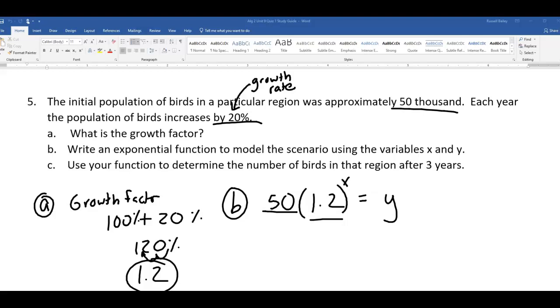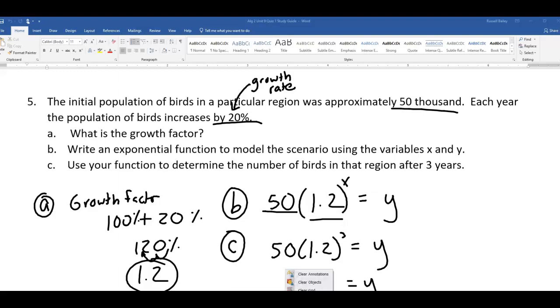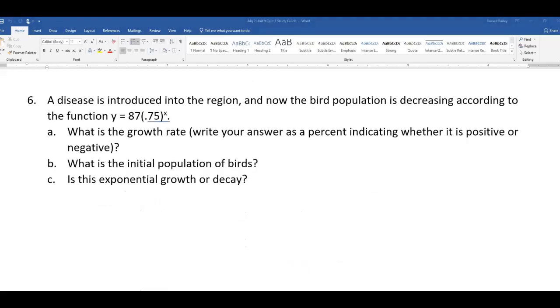So for part C, we want to use our function to determine the number of birds in that region after 3 years. To get that, you would just plug in 3 for the x value and then use a calculator from there to get your answer. So when you're doing that on the calculator, you would get 86.4, and that would be 86.4 thousand birds, just so you guys know, since the numbers that we get are in the thousands. All right, so there is number 5. Take a look at 6.